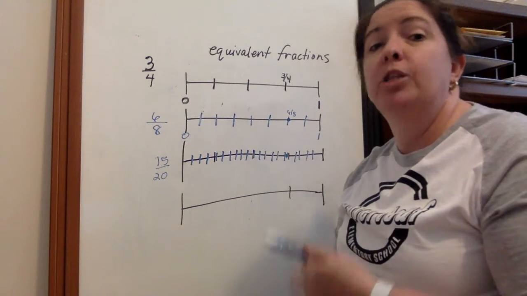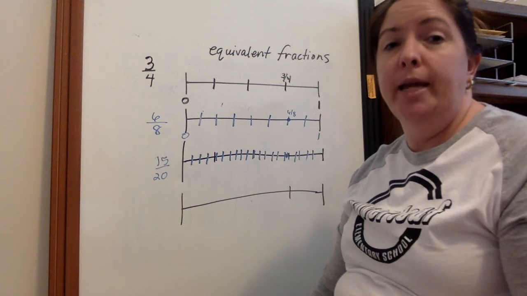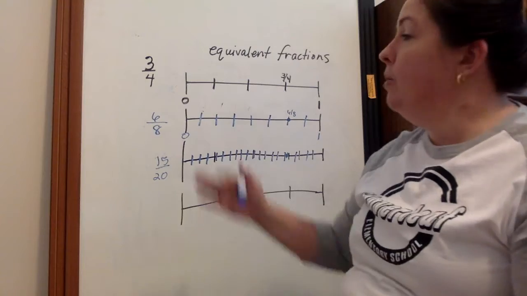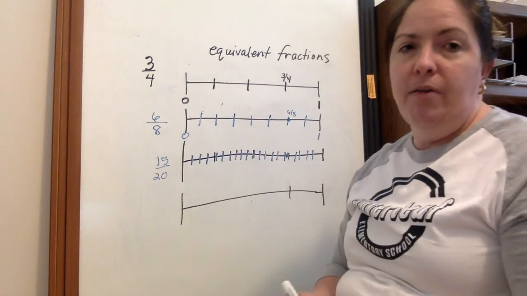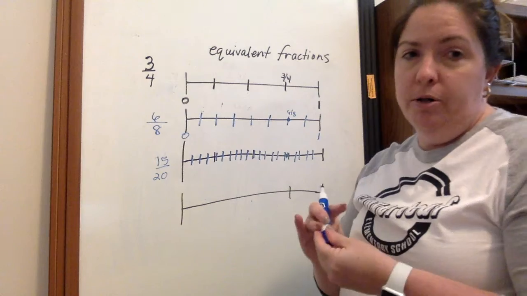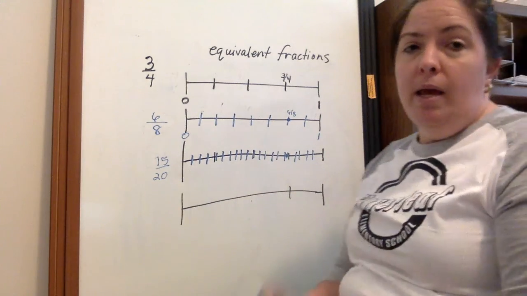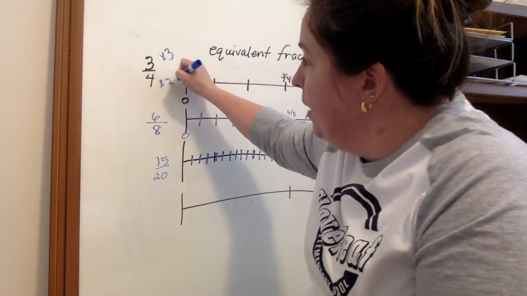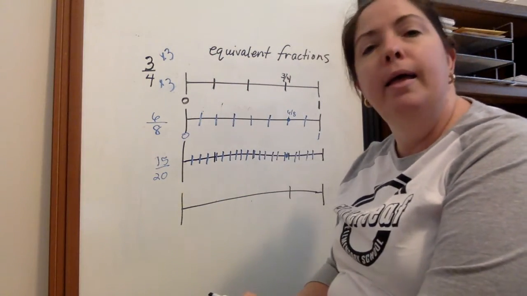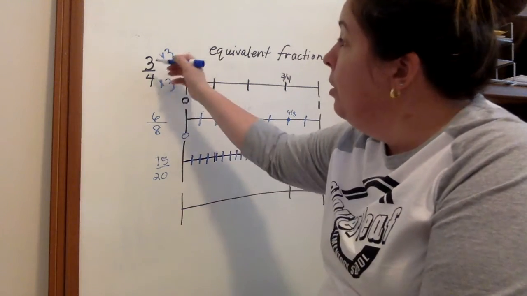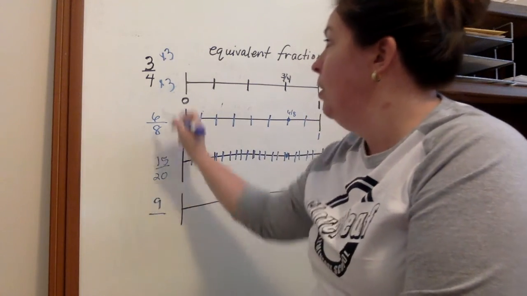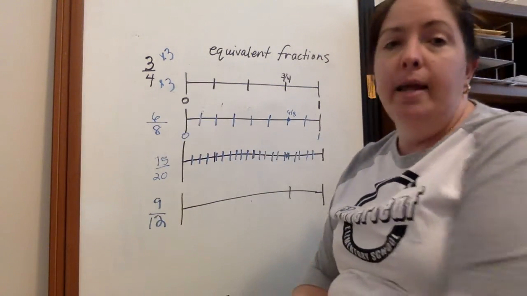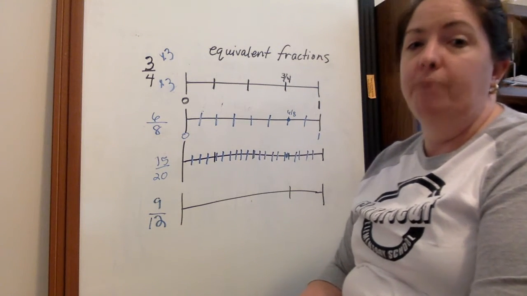To find an equivalent fraction, we're going to have to do another set of multiplication for the numerator and the denominator to get an equivalent fraction. So I multiplied by 2 here, by 5 here. I don't really want to get any more parts than 20 sections on this number line. So I'm going to go back and multiply by 3. Okay? You can do any number you choose. 3 times 3 is 9. 4 times 3 is 12. 9/12 is an equivalent fraction to 3/4, right?